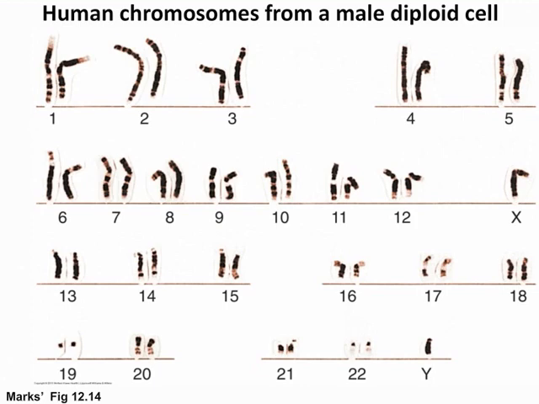So this is a picture of the human chromosomes from a male diploid cell. So the male contains 22 pairs of autosomal chromosomes, and then they contain 2 sex chromosomes. So 1 X chromosome and 1 Y chromosome. If it was a female, they would have 22 pairs of autosomal chromosomes, but then they would have 2 X chromosomes and no Y chromosome.